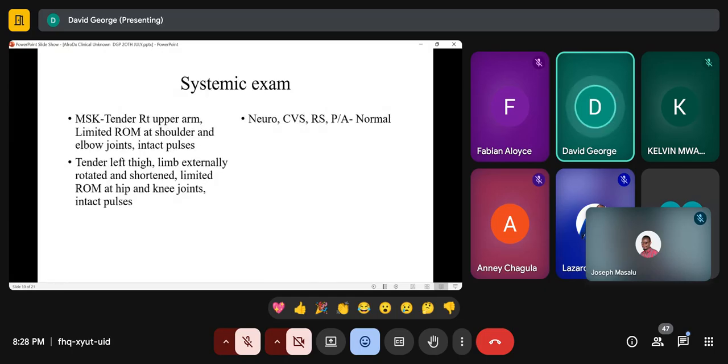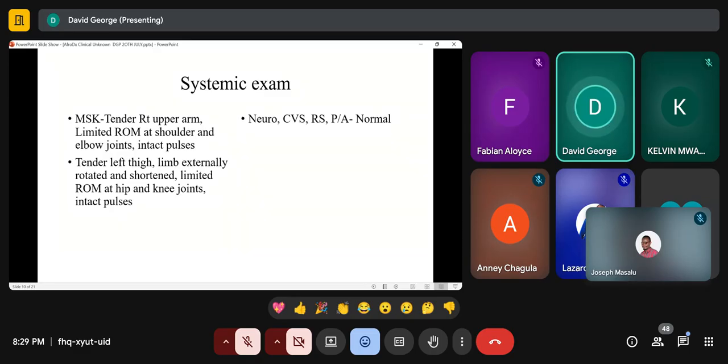On systemic exam, we had positive findings on musculoskeletal system exam, where the patient had tenderness on the right upper arm with limited range of motion at the shoulder and elbow joints, but she had intact pulses as well as sensation, and the contralateral upper limb was completely normal. She also had a tender left thigh. The limb was externally rotated and shortened as compared to the right lower limb. And she also had limited range of motion at hip and knee joints with intact pulses and sensation.